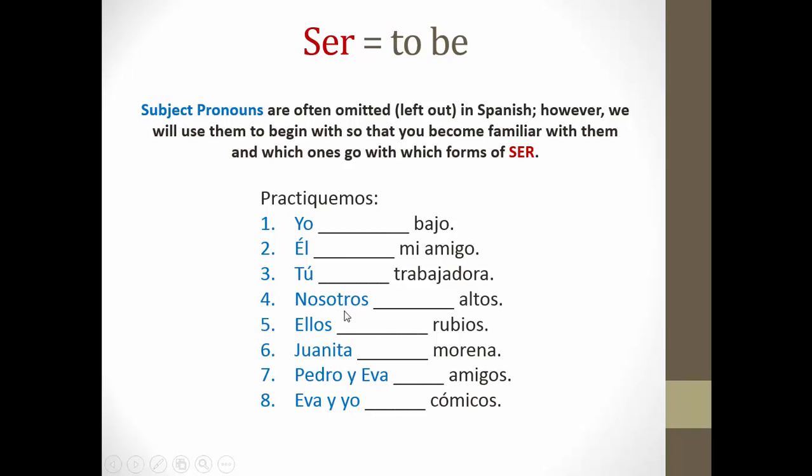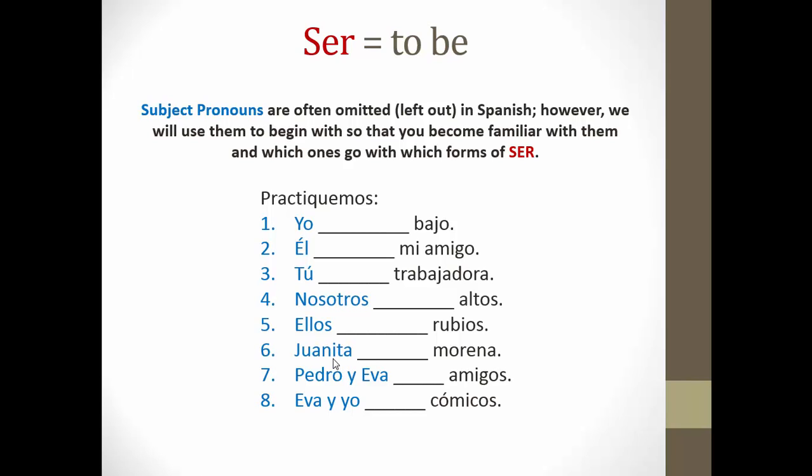Okay? Número cuatro says nosotros. So we need to find in our chart which form of the verb ser matches nosotros. The correct answer is somos. Therefore, nosotros somos altos means we are tall. Número cinco says ellos. We need to choose the correct form of ser to go in the blank. The correct form is son. Ellos son rubios.